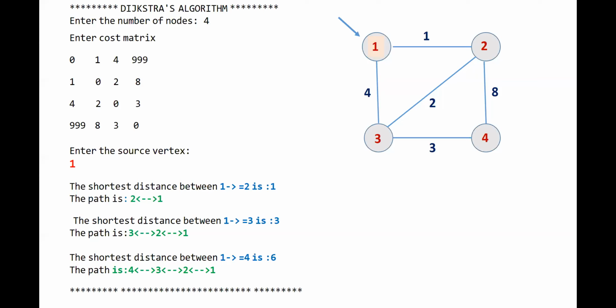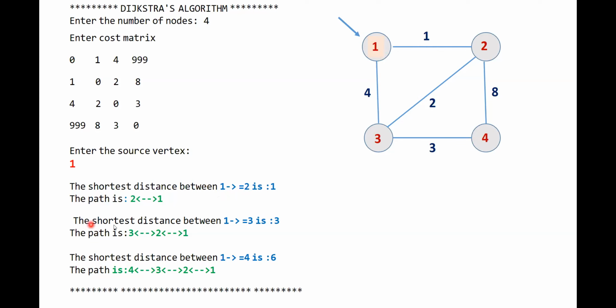In the output, it is showing the shortest distance. As per the agenda of Dijkstra's algorithm, it must find the minimum path from 1 to 2, 1 to 3, 1 to 4. Even though there is no direct edge from 1 to 4, it must find the minimum path. The shortest distance between 1 and 2 is 1. We have a direct edge 1 to 2 with cost 1, so it is mentioned here as the output. The path is the direct path 1 to 2.